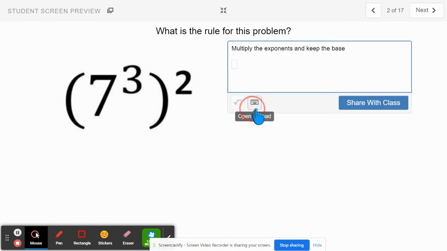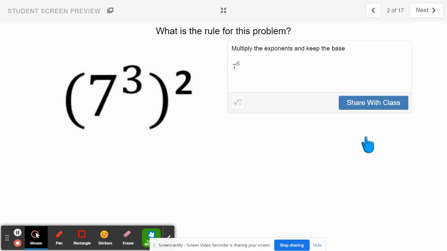Let's see here. If I click that, I do 7. And if you hit Shift 6, Shift and 6 together, it gives you the exponent. And then 3 times 2 is 6. And there's my answer. All right.